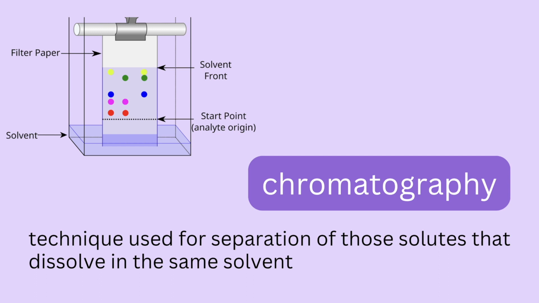Now this technique can be used to separate solutes that are dissolved in the same solvent. In the case of black ink, we have the same solvent, which is water, and in water there are different colors of dye mixed together and dissolved to become ink, and that can be separated using chromatography. So there are different solutes, but the solvent is the same, which is water.